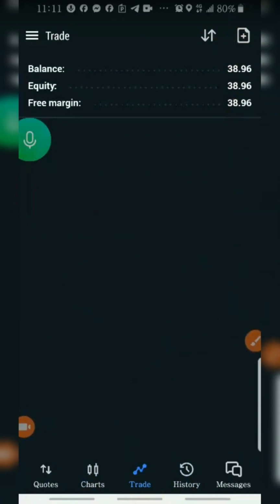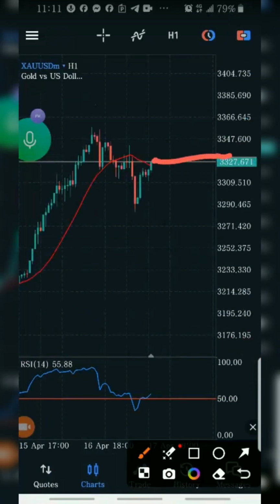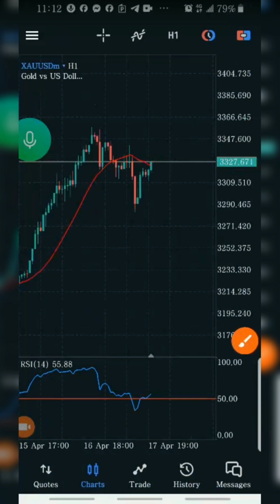Now let's say, for example, you want to trade. Let's say currently gold is at this price you are seeing, 3327.671. This is the price where gold is currently. Let's say you've done your analysis and everything, and you were planning to buy gold from that level. You have seen your confluence, you have seen your setup, and you want to buy from here. So there are different types of orders.